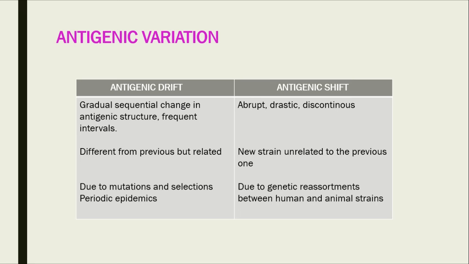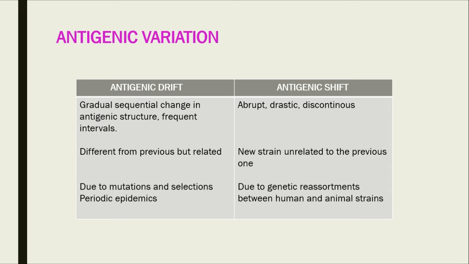Whereas antigenic shift is abrupt, drastic and discontinuous. That is absolutely new. We will never have any clue what kind of combination is going to happen next. Antigenic drift is different from the previous, but it is quite related. It will be different, but it will have some connection with the earlier or parental viral particles, whereas antigenic shift is completely different from the parent one.